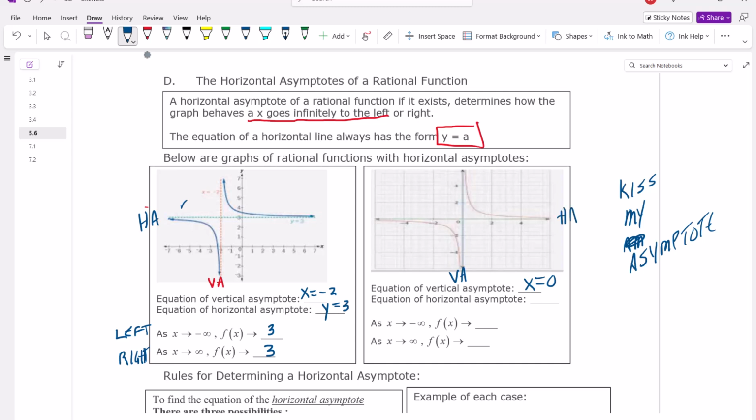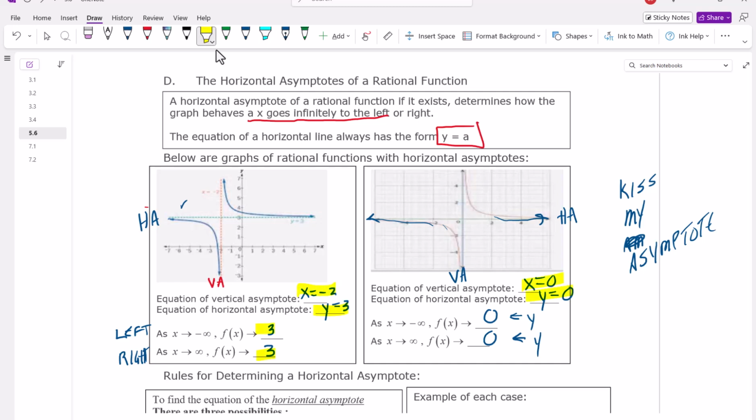And again, this means as x goes forever to the left, the graph is getting close to a y value of 0. And if the graph is going forever to the right, to positive infinity, the y value is closing in on 0. Okay, so that's what the meaning of a horizontal asymptote is.